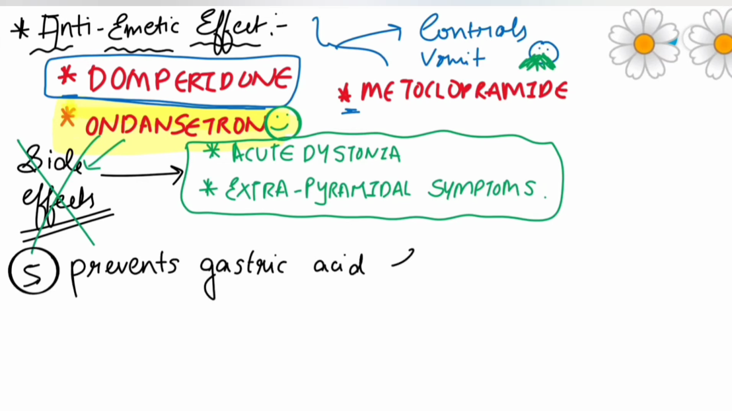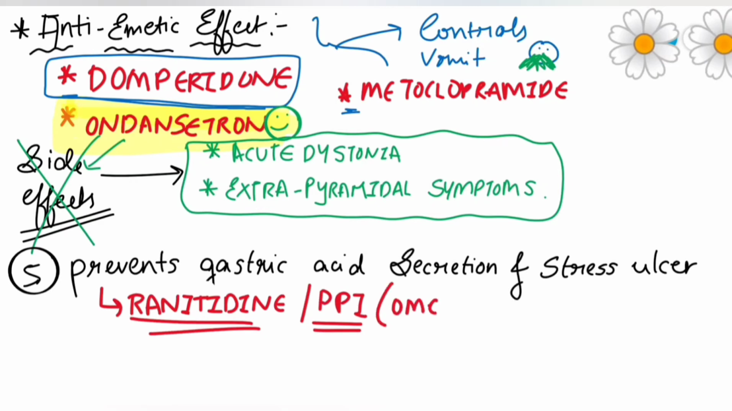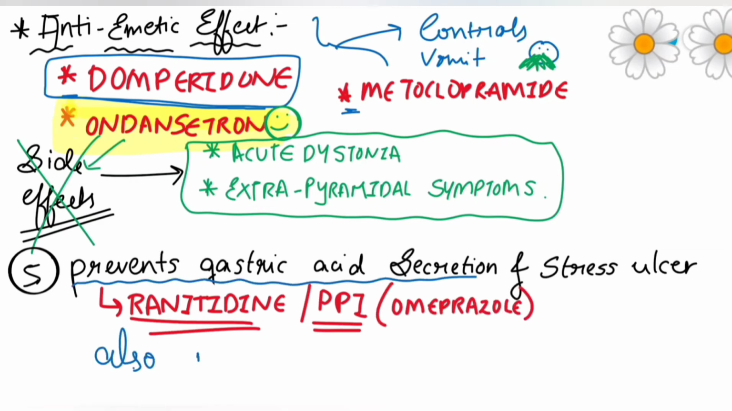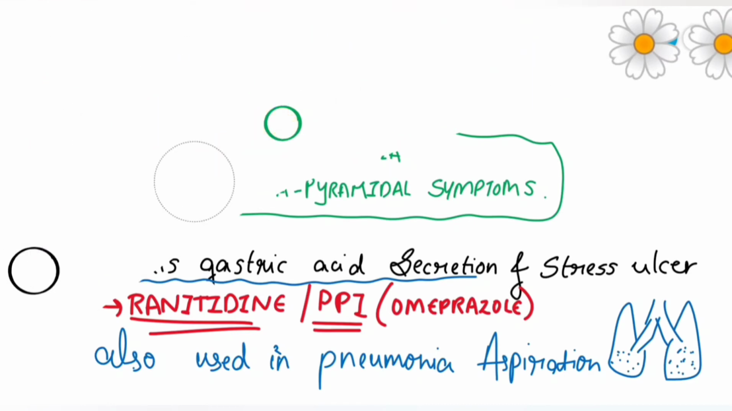The fifth one is it mainly tries to prevent gastric acid secretion and stress ulcer. The best tablet is ranitidine, and also proton pump inhibitors like omeprazole. These are the H2 blockers. They can also be used to reduce the gastric acid secretion. They are also used to prevent aspiration pneumonia, especially before prolonged surgery.